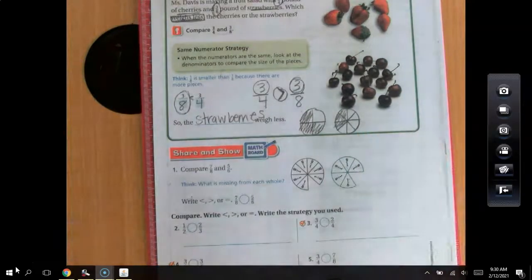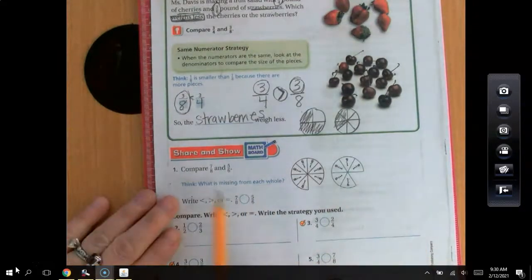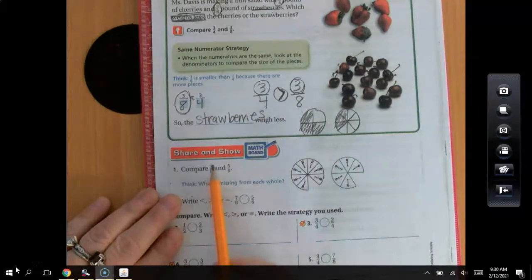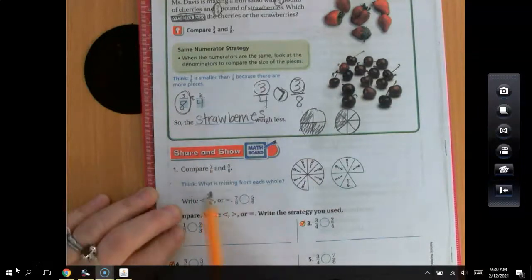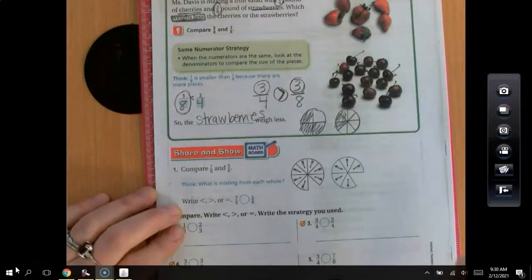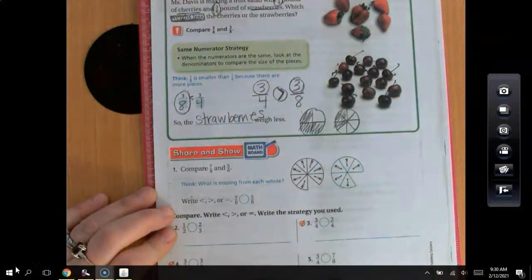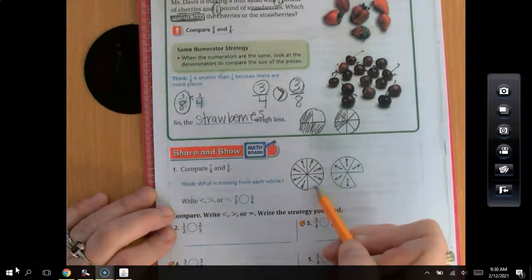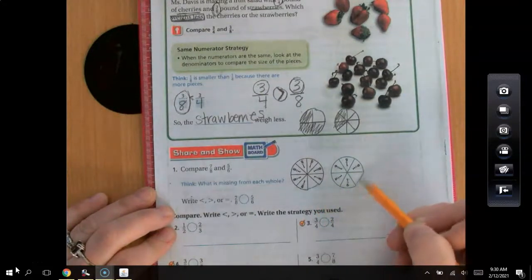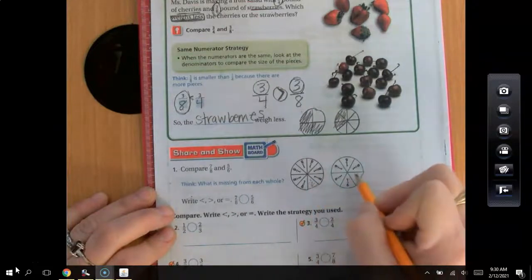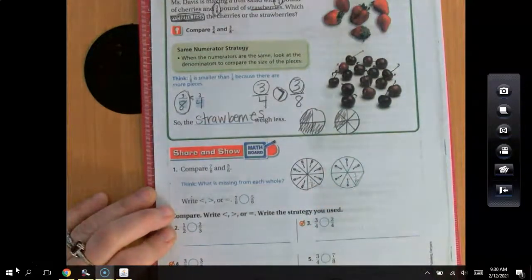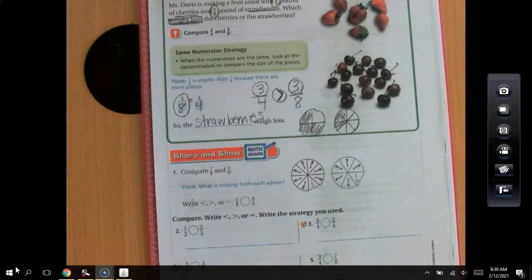Okay? All right, I'm going to show you another way in just a minute. All right? Let's look at number 1. It says compare 7/8 and 5/6. It says, what is missing from each whole? Well, what's missing from each whole is right here. They're missing the other piece of their circle, right? So they're missing a 1/8 here and a 1/6 here. Okay, so how would you be able to figure that out? I'm going to show you, all right?